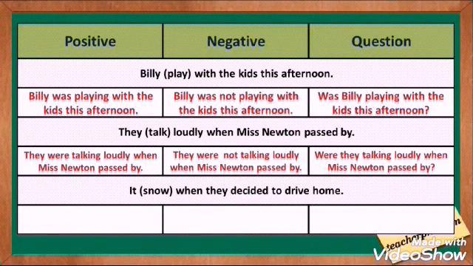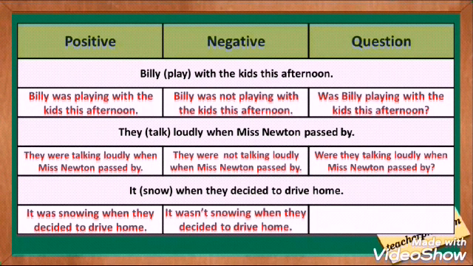The last example for us, it snowed when they decided to drive home. The short action is they decided to drive home, after when, and before when is the long action. So it will be it was snowing when they decided to drive home. And the negative, it was not, or it wasn't, snowing when they decided to drive home. The question, was it snowing when they decided to drive home?